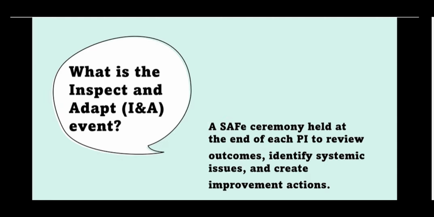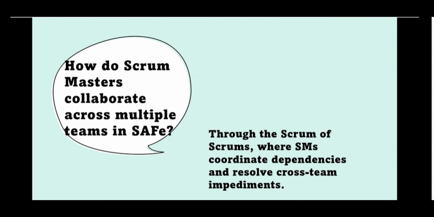What is the Inspect and Adapt event? A SAFe ceremony held at the end of each PI to review outcomes, identify systemic issues, and create improvement actions. How do Scrum Masters collaborate across multiple teams in SAFe? Through the Scrum of Scrums, where Scrum Masters coordinate dependencies and resolve cross-team impediments.